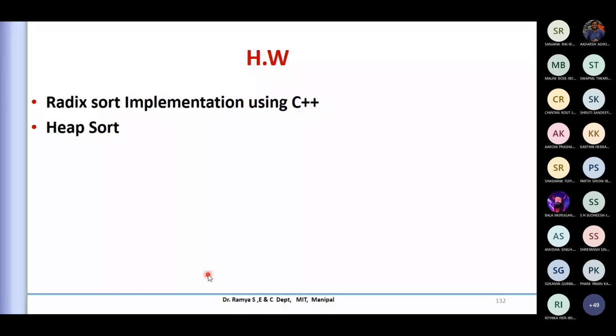Is it fine? Okay, so we will wind up for today's class. That is about the radix sort, and I expect you to do the implementation using C++, and you can go with heap sort basically for the binary tree representation in a tree format. It's a sorting based on your tree structure. That is the end of your sorting and searching information. So we'll take a quiz. It will be posted in your respective class.